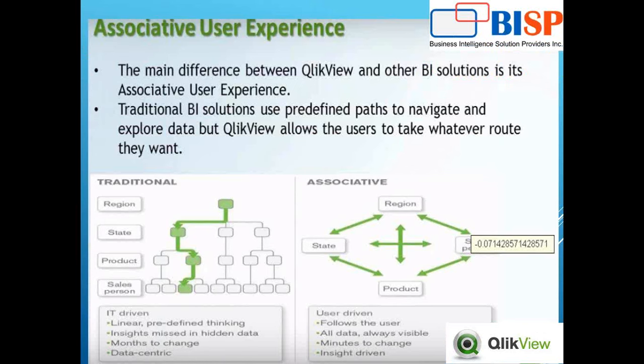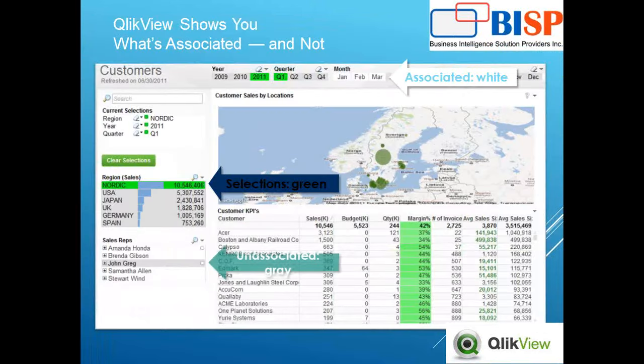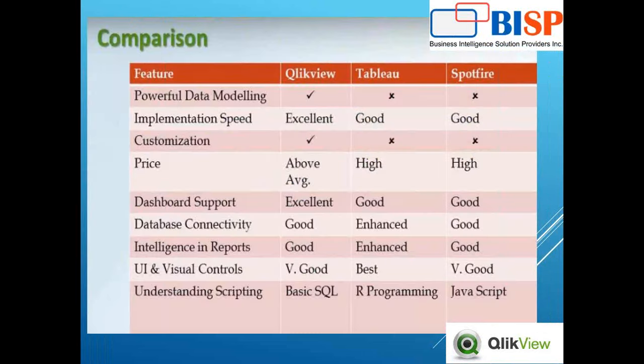So I will show you live how exactly a QlikView dashboard is going to look. See, this is the dashboard. The green means you have selected, white means associated, and gray means not associated. So you can see here how exactly QlikView works in today's world.